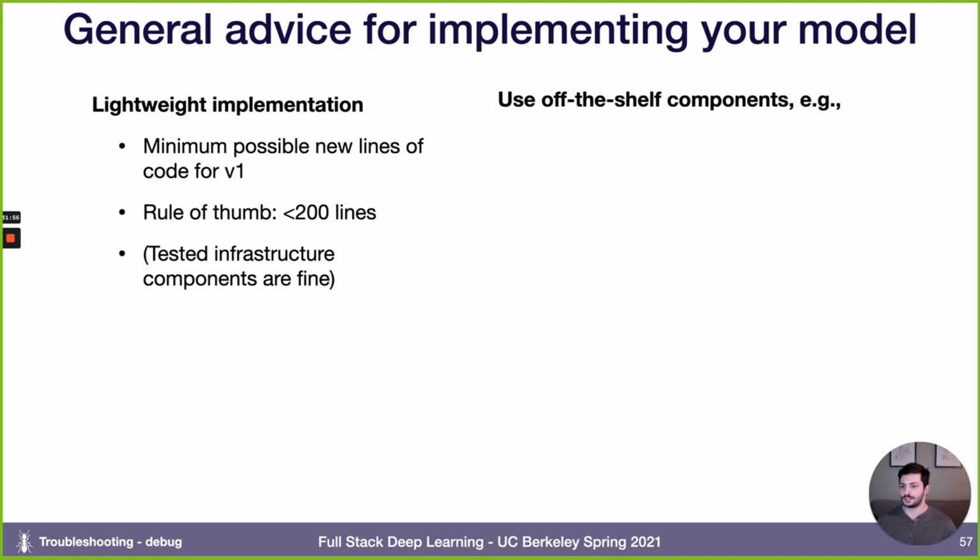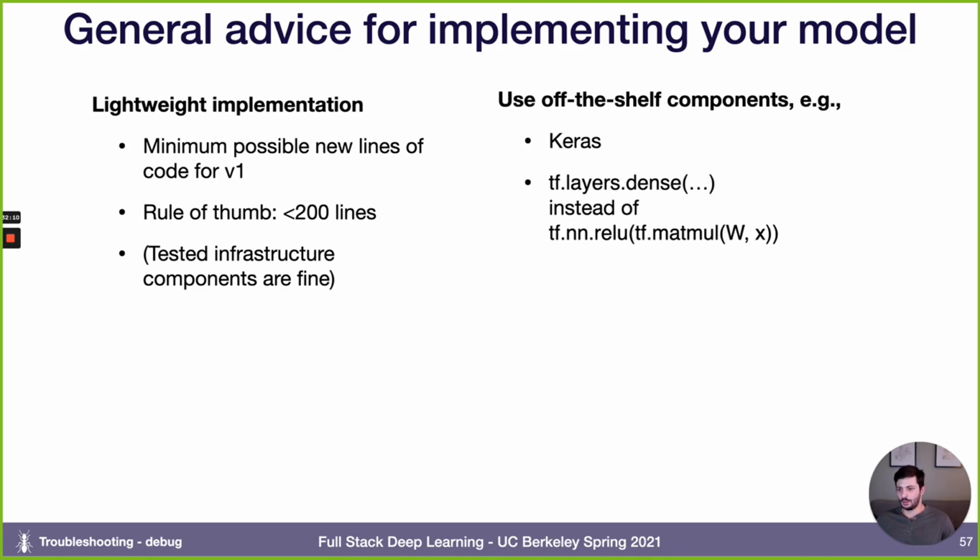Another piece of advice is generally try to use off-the-shelf components when you can. So for example, Keras is great for implementing a first version of your model. Same with PyTorch Lightning, which we're using in the labs. Use the definitions of layers that are built into your library instead of writing out the math yourself, which can be tempting to do because you're trying to make a simple, lightweight implementation. But the implementations of layers and things like that in these libraries have a lot of the numerical gotchas already taken care of, especially in the loss functions.